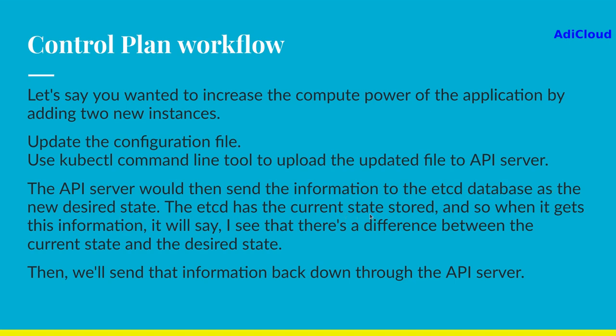The etcd has the current state stored, and when it gets this information it will say, I see that there is a difference between the current state and the desired state, because initially it was one state and now it is updated that, hey, I need 2 more instances as well. Then we will send this information back to the API server. The configuration is updated on the API server and there is a difference, so the API server will get that information back from the etcd database.